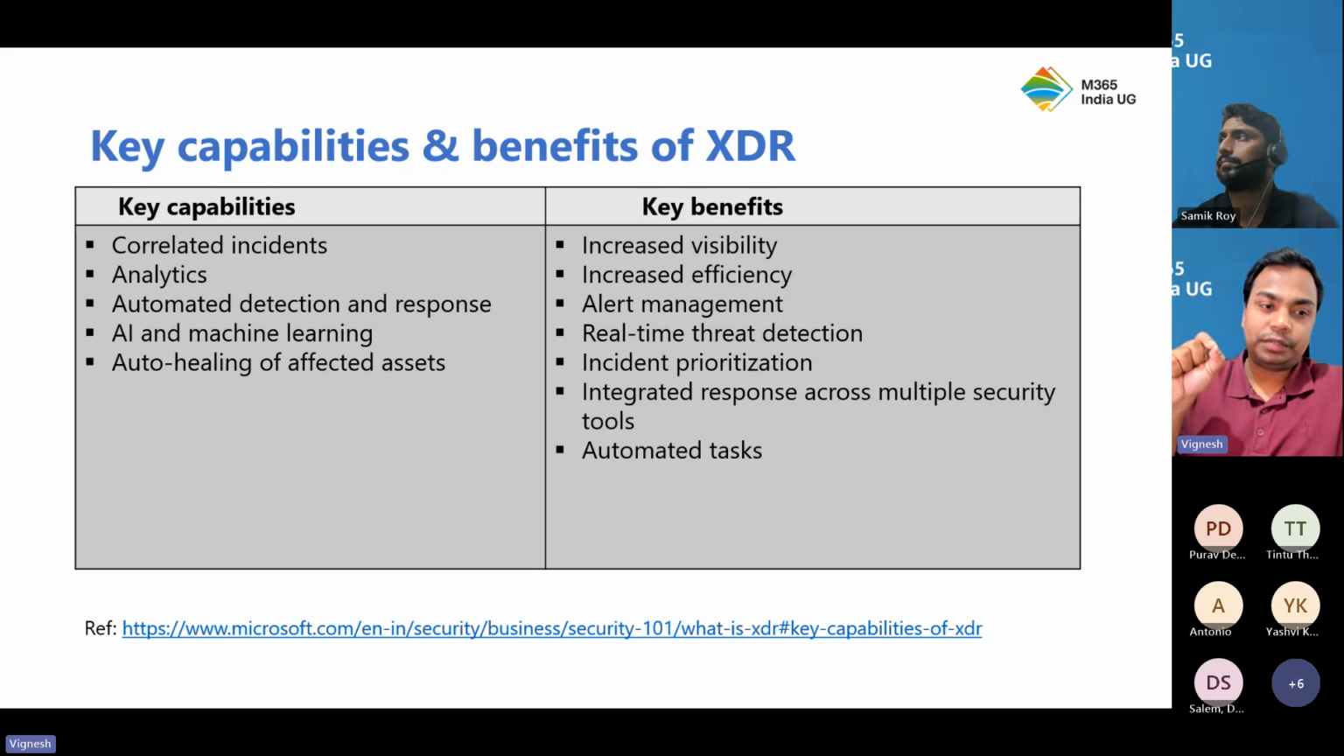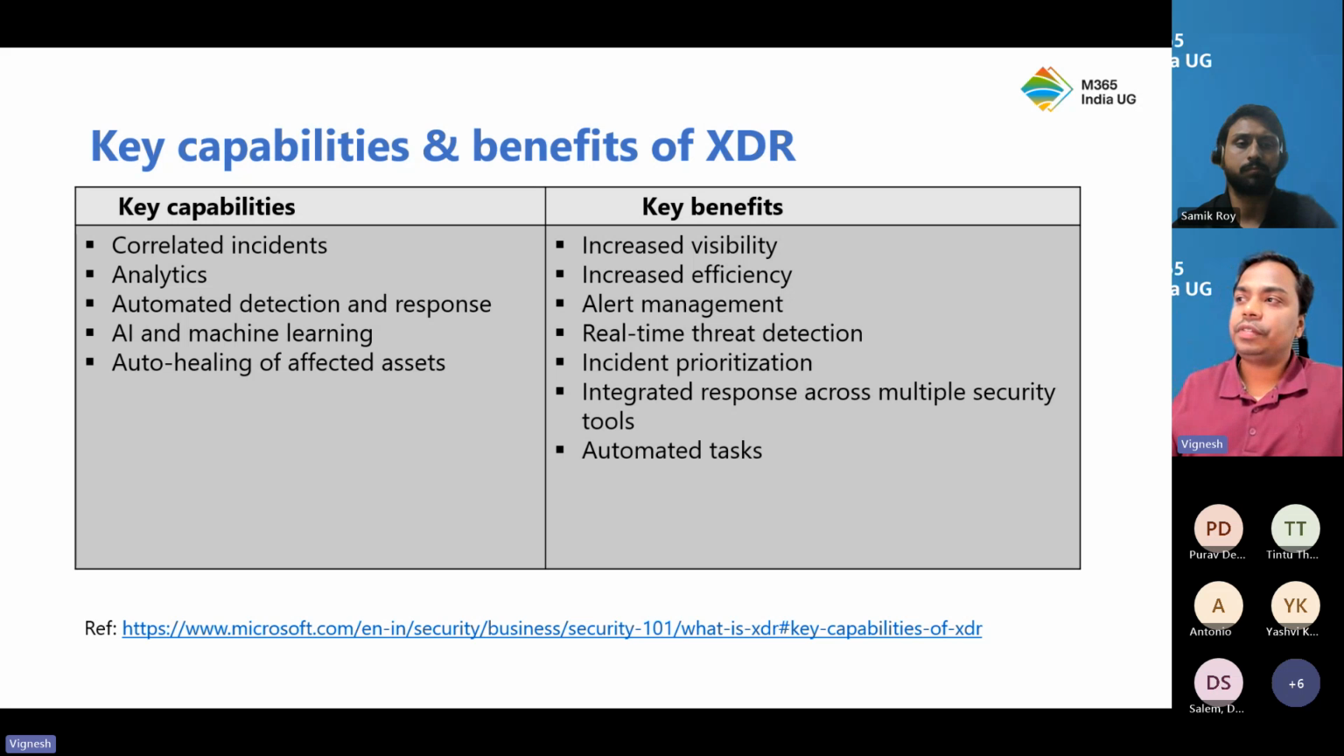Also, there is a good amount of analytics, automated detection and response. As I said, you can also automate things, and there is a good amount of AI and machine learning which goes into it. In today's cloud world, I can barely think of any product which doesn't have AI and machine learning infused into it, right? And XDR is no different. So it has a good amount of AI and machine learning also. And it also has auto healing of affected assets. For whatever reason, if something has been affected, how to auto heal. That is also a capability which comes with an XDR.